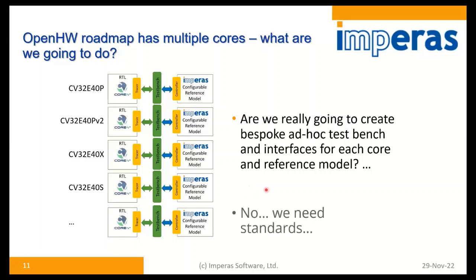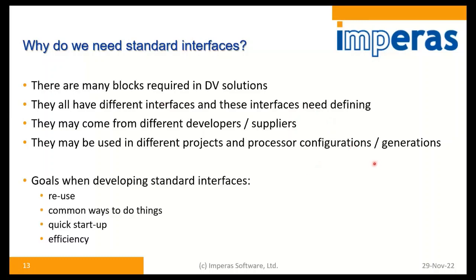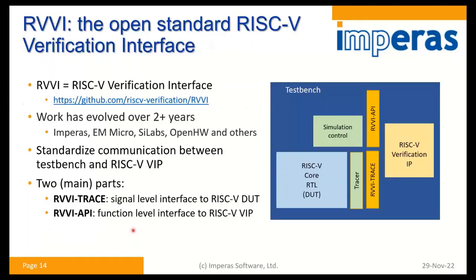how this could go forward. And the answer is, of course, we don't want to build bespoke things for each one of these projects. We need standards in there. And why do we need these standards? Well, because there's many blocks that have to be in there. There's many different interfaces. And they're going to come from different suppliers and developers, and they can be used in different projects. And so we need to develop some form of interfaces, some standards, so we can have reuse, common ways of doing things, get projects up and running quickly and be very efficient. So there's a real need for standards here.